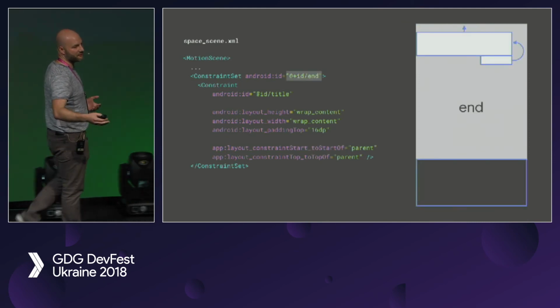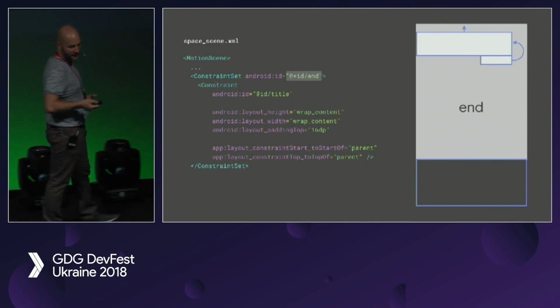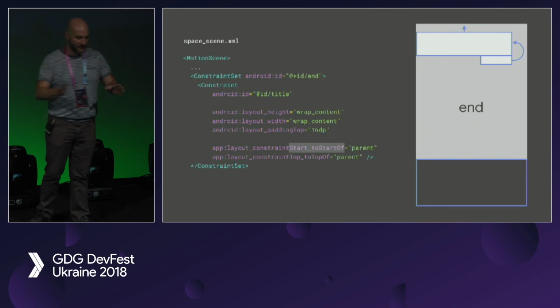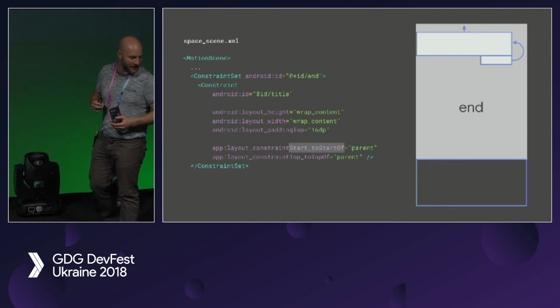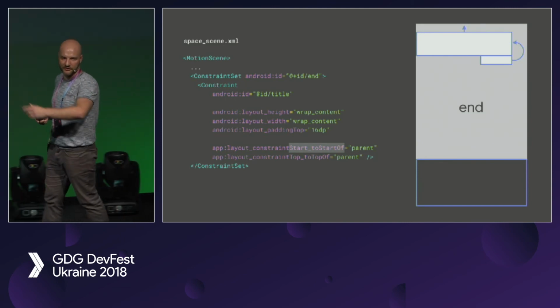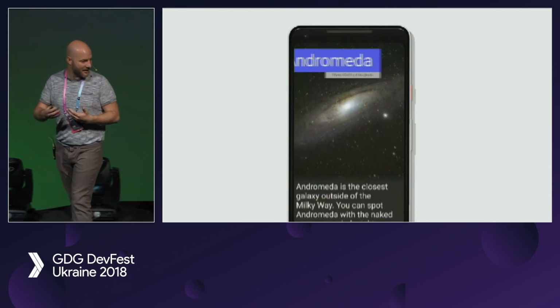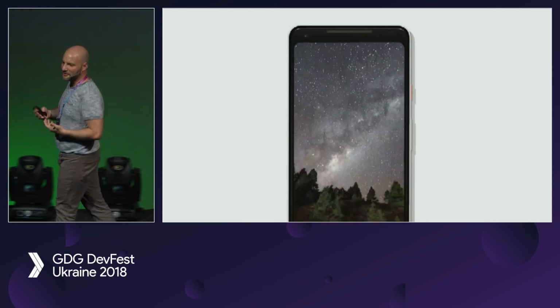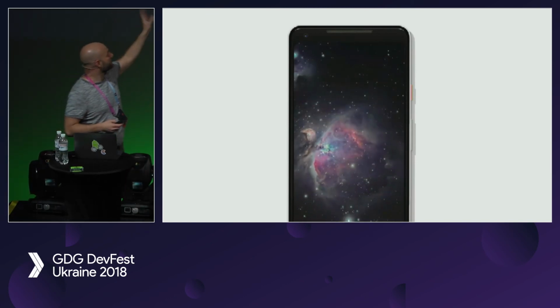Then I'm going to define the end constraint, and let's look at that exact same constraint. Here I'm defining the end constraint, and it's for the title as well. The only difference between this and the other constraint is that I'm going to constrain the start to the start of the parent, right? I bring the title onto the screen. And when I do that, I've had to add a whole bunch of all of the other constraints as well. The animation will just play.